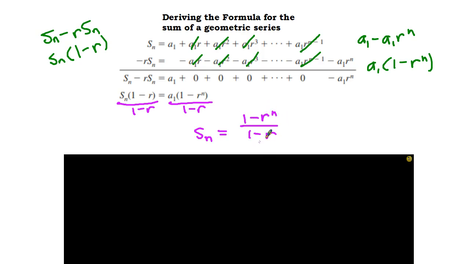oh, oops, let's not forget, sorry, very important, we also have to know the first term, and don't forget to put your parentheses in here. So there we go, parentheses, parentheses. So if we know the first term and r and the number of terms, we can figure out the sum without adding up a bunch of things. Lovely.